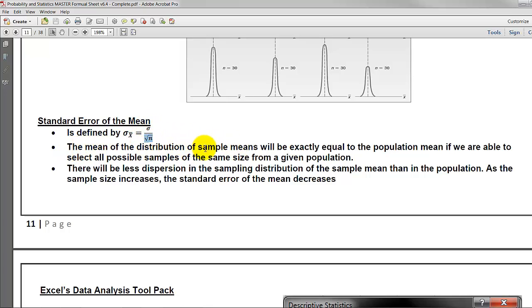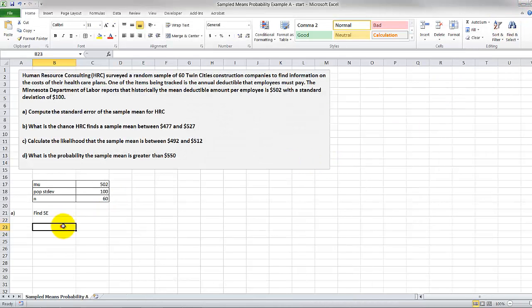The mean of the distribution of sample means will be exactly equal to the population mean if we are able to select all possible samples of the same size given the population. Essentially, what this is doing for us is calculating that sample mean variation: the population standard deviation divided by the square root of n, and we have both of those values in our spreadsheet.